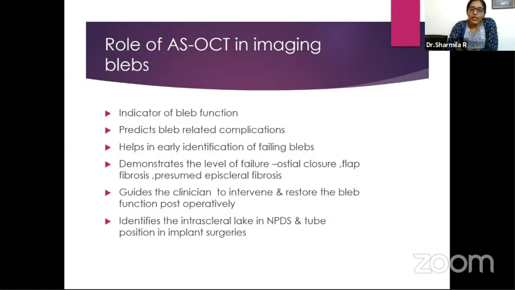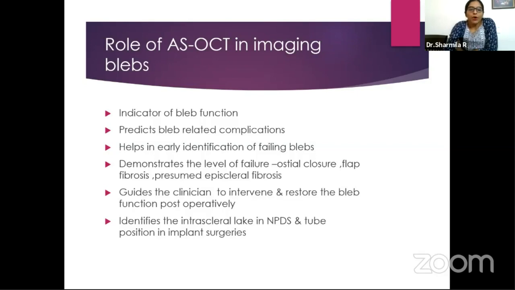Of course, it is a very good indicator of bleb function. It also predicts bleb-related complications. It is helpful in identifying blebs failing at a very early stage. It also demonstrates the level of failure, that is, where exactly is the reason for the failure, like an ostial closure, a flap fibrosis, or episcleral fibrosis.